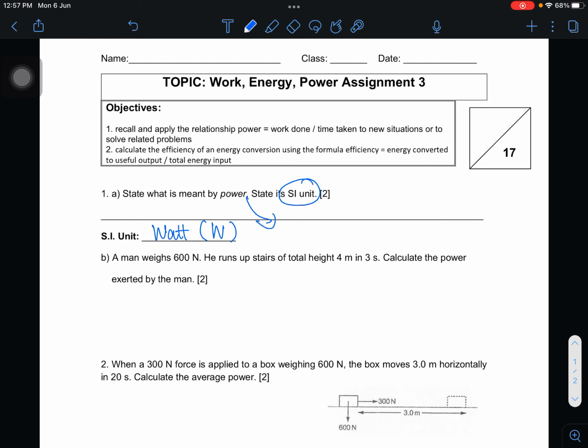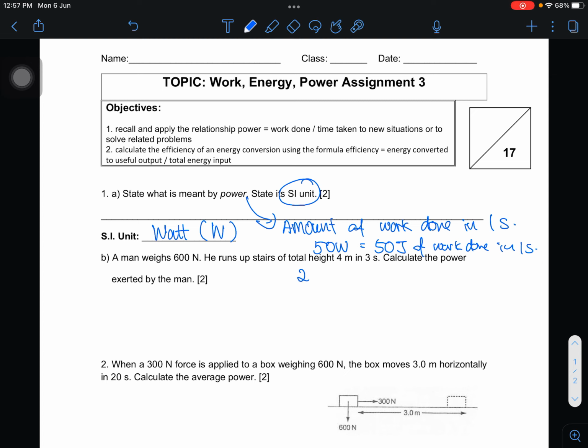So definition of power is the amount, all right, so simply put, the amount of work done in 1 second. In 1 second. This is the meaning of power. So if I have a power of, say, 50 watt, 50 watt actually means 50 joule of work done in 1 second.